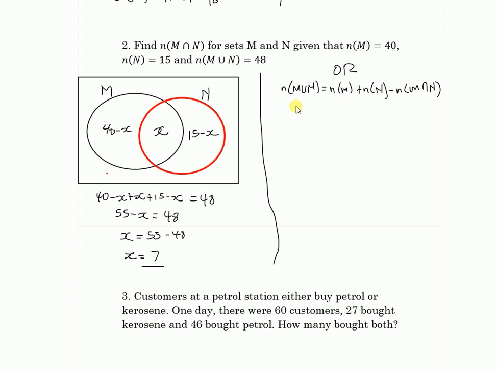So the union, 48, is equal to M, that one is 40, plus the number of elements in N, that one is 15, then minus X. So let X come to that side, crossing the equal sign, and it becomes positive. 40 remains there, 15 also remains there, and 48 crosses to the right and becomes minus, so this is 55 minus 48, and this is equal to 7. So you can either use the Venn diagram or the formula, and you have the same answer.